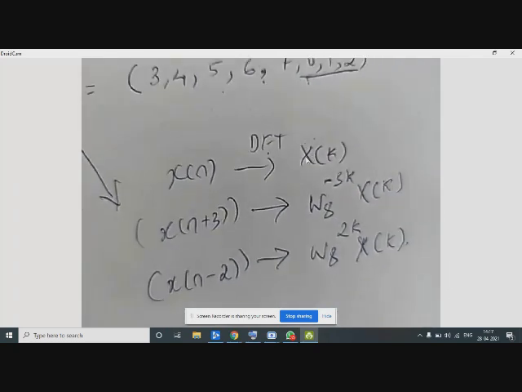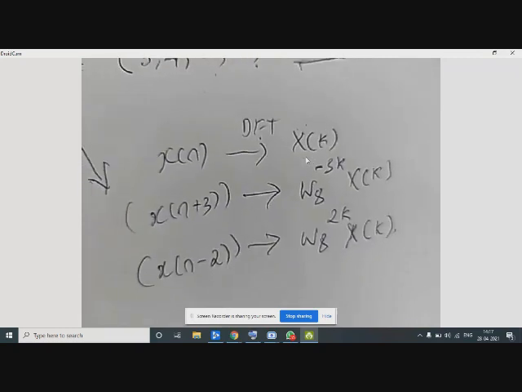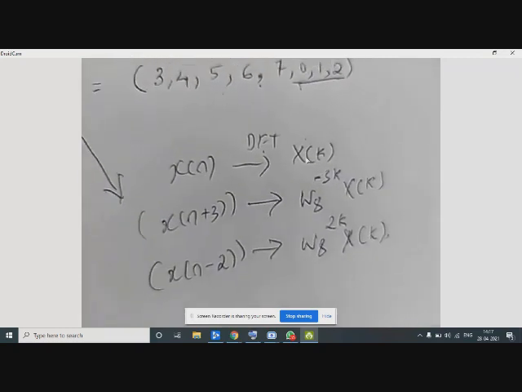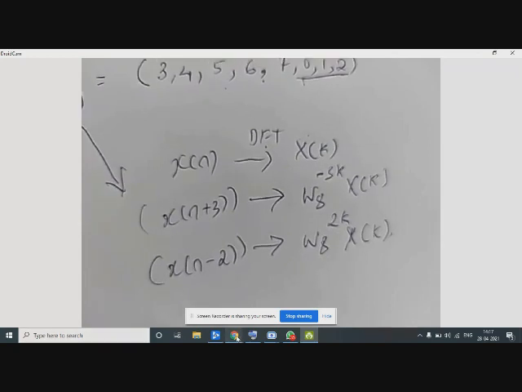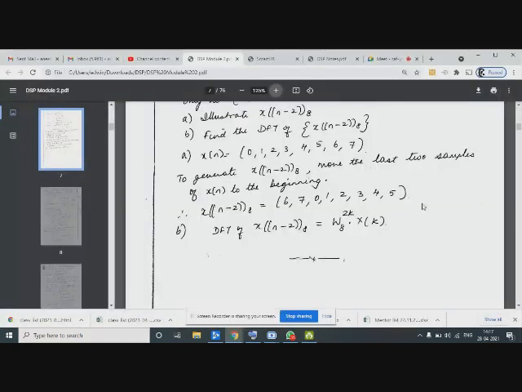You can make a note of this. This page I will share. Whatever I am writing on the board, these pages will be shared to you on the Google Classroom. So this was the problem I asked you to do. Here it is only asked to solve for x of n minus 2, but you know the DFT of x of n minus 2 modulo 8 is W8 power 2k x of k. That means you find x of k for this. For the same problem, I want you all to find the DFT for x of n plus 3, x of n minus 3 and x of n plus 2.